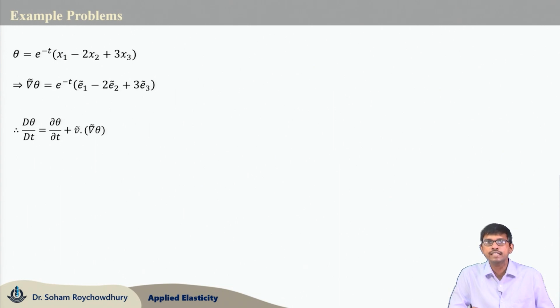Now, d theta dt in the spatial form, the total derivative of temperature field theta, can be written as del theta del t, the local time derivative of theta, plus v dot gradient of theta. V is the velocity field. Now, both v and gradient of theta we had obtained in the spatial configuration. So, v was minus small x1 E1 plus small x2 E2 minus small x2 e to the power minus 2t E3, which was obtained in the previous slide.